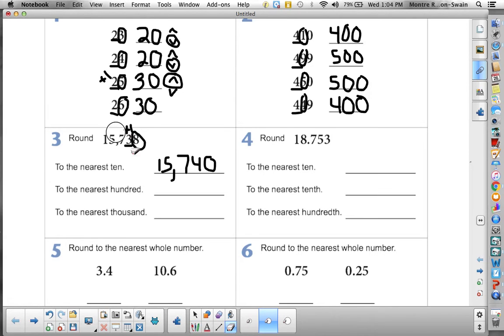Okay. Now let's look at rounding 15,738 to the nearest hundred. Now I need to underline the 7 in the hundreds place, and now I'm going to look at the 3 to say if I'm going to go up or down. The 3 is not going to push the 7 up, so we're rounding down. So that means the 7 stays the same. So these numbers, 15, stay the same, so I have 15,700. The 3 and the 8 become zeros.